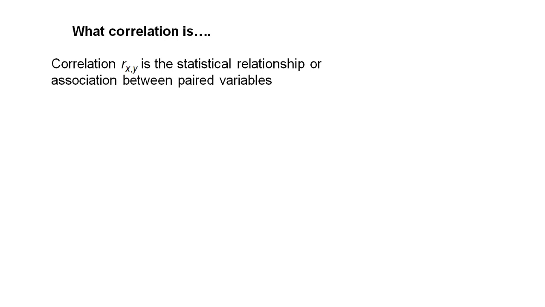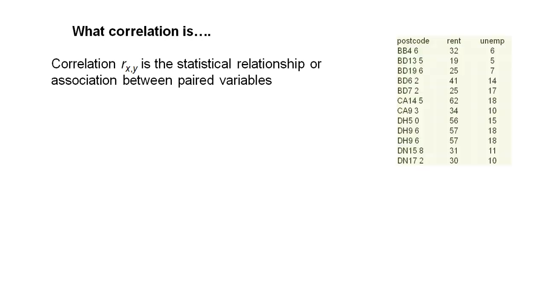Correlation can be defined as the statistical relationship or association between paired variables x, y. To understand what is meant by paired variables, let's look at a snippet of data. Here there are two variables, percent rental accommodation and percent unemployment, which have been measured for each postcode sector. Paired variables are measures of the same place, the same individual, or at the same time. If the variables are not paired, then correlation can't be used.